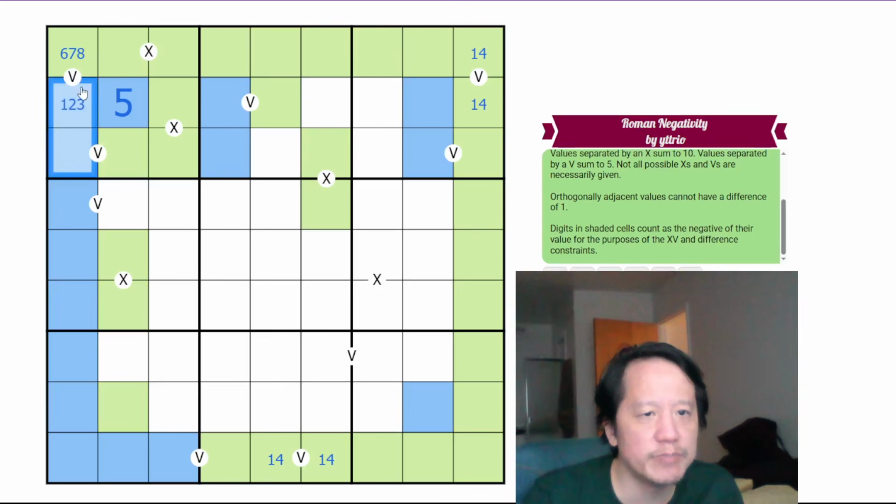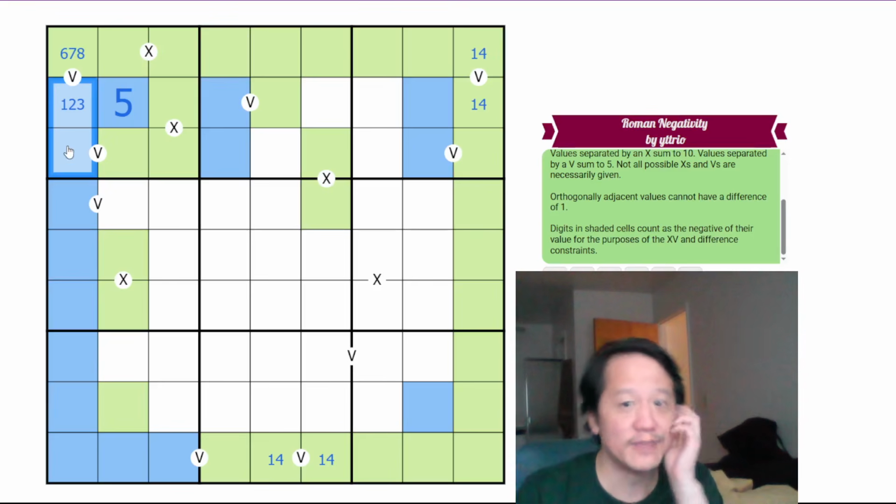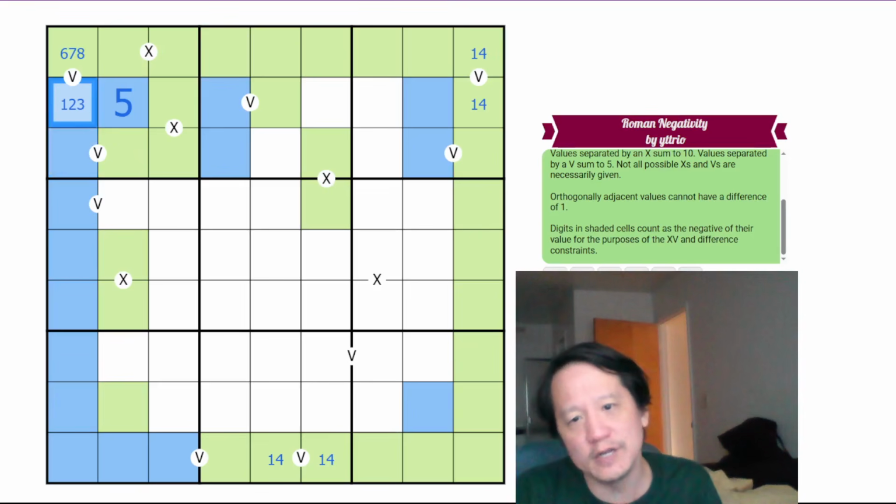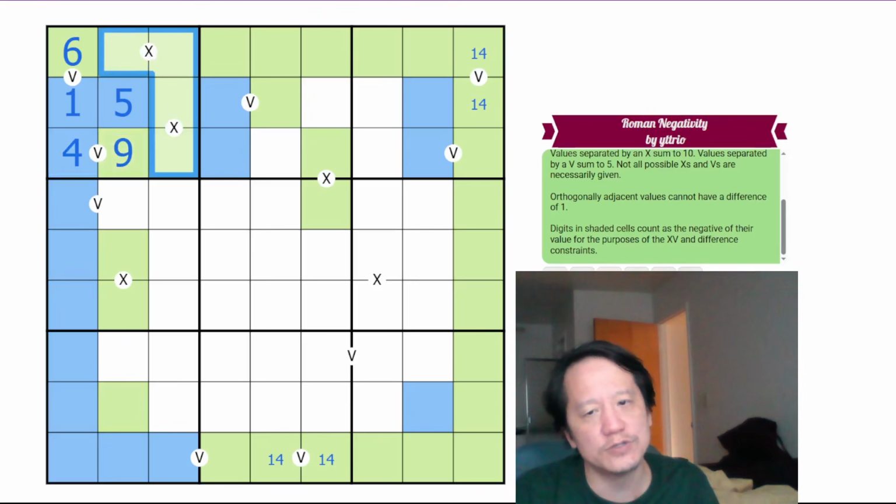These cannot be 2 and 3 as the lowest digit, and they have to be 2 and 3 if they are the smallest digit. Because if these were -2 and -3, that's a difference of 1 between those values. So this cannot be -2 and -3. It must be -1 and 6. This must be -4 and 9. And this has to be a 2, 3, 7, 8 triplet.